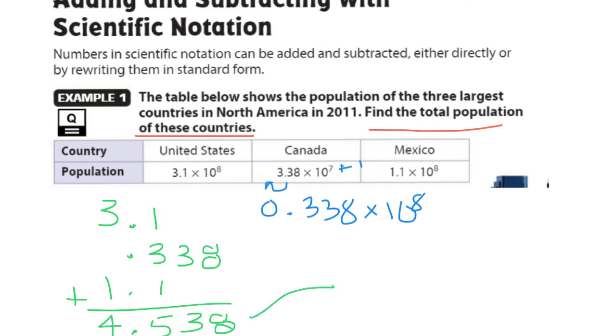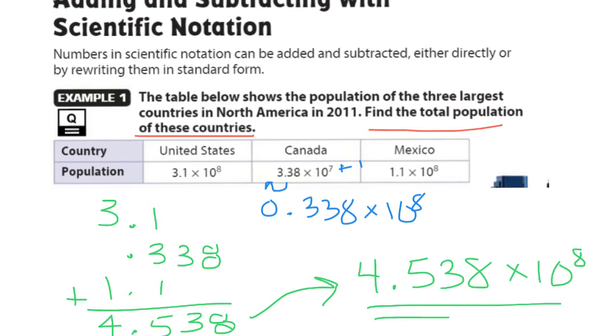So take this, 4.538 times 10. Remember we made them to the 8th power? Keep your 8th power. And that would be your final answer. That's the population of all these countries together. So that's one way to solve this problem, by just using the numbers in scientific notation. Let's look at another one.